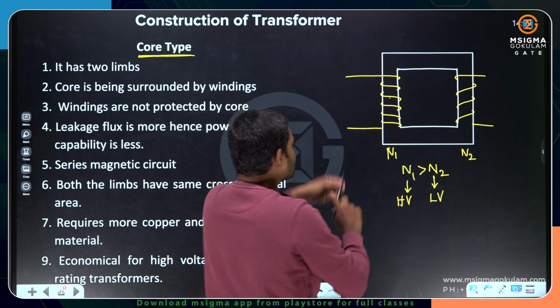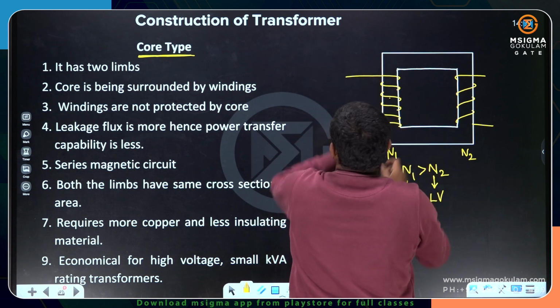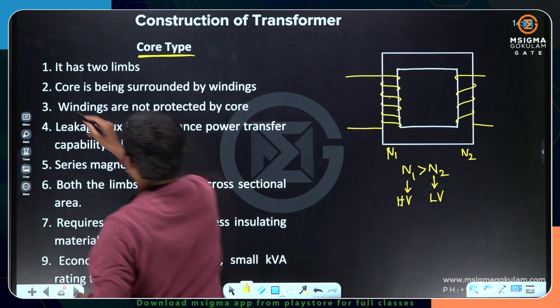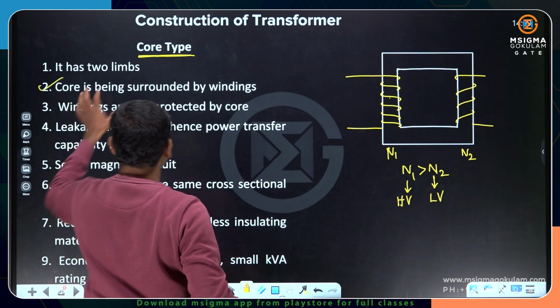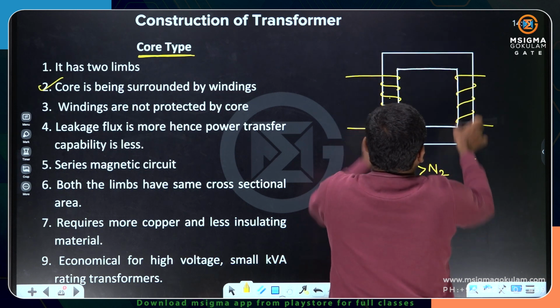Okay. Winding is here, there is a winding. I am placing the winding on the core. So winding is surrounded by the core. That's the first point I can say. It has two limbs. Two limbs are nothing but legs. The vertical portion, we can call it as limbs.